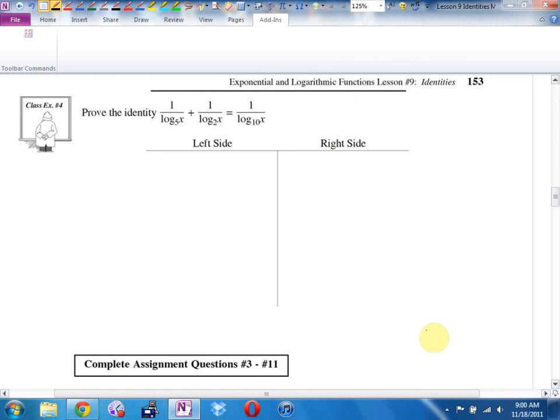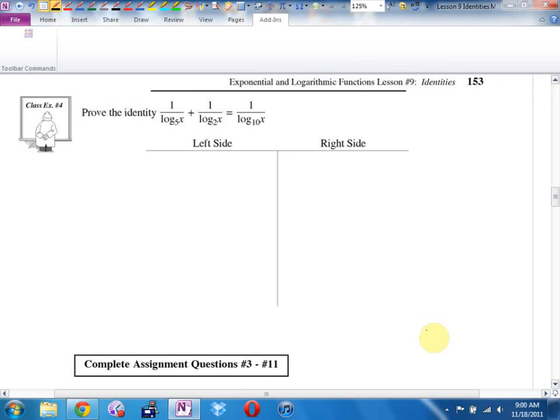Which side's uglier? I think definitely left side. Okay. What else do you notice looking at the left side and looking at the right side? Because there is something here that's giving me a real hint as to what my strategy is going to be. Do you see something on the left side that doesn't match the right side? The bases. I'm positive I'm going to use the base change law.